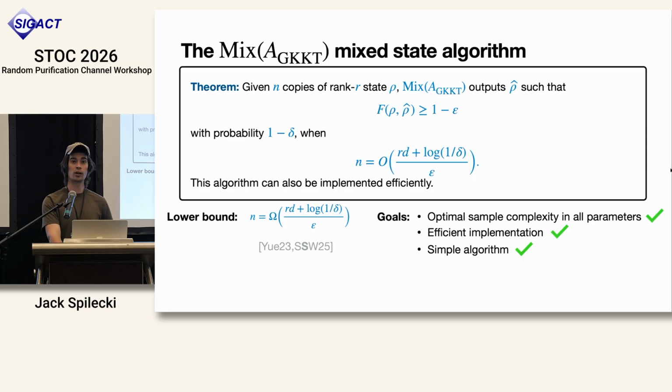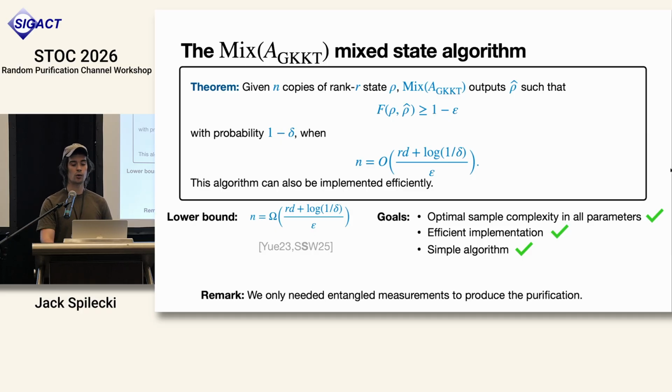And finally, just before moving on from this algorithm, I think there's something interesting to remark. I told you before that mixed state tomography algorithms must use entangled measurements somewhere in order to do sample optimal mixed state tomography. But in this algorithm, once we've prepared the purifications, we can get away with just using unentangled measurements. And so it perhaps clarifies where the entanglement is actually necessary. In this algorithm, it's necessary for producing the consistent purifications. It's actually in the random purification part of the algorithm.